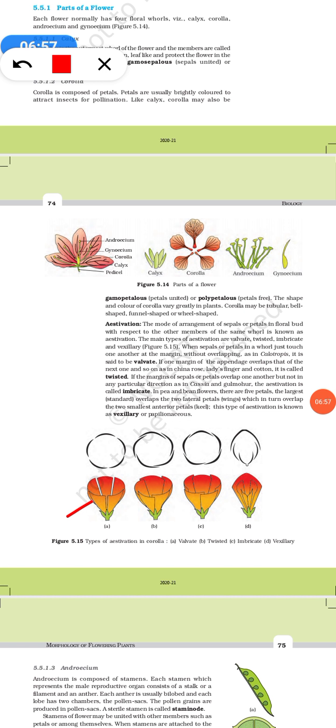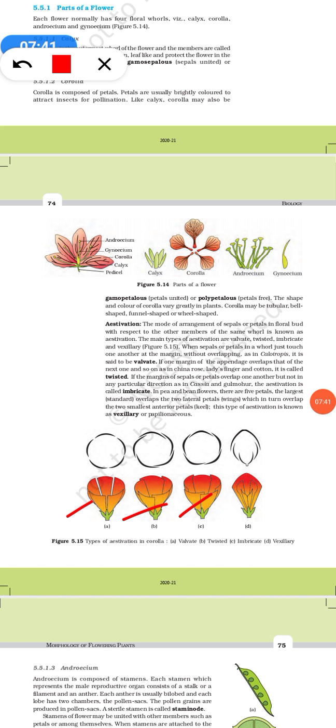Okay, if one margin overlaps the other, then we say it is twisted. Next is if the margins of the sepals or the petals overlap one another but not in a particular direction. So they just overlap but there is no particular direction. Then I will say it is imbricate. See that there is no particular direction. Some is outside, some is inside. So that is how it is happening. One part is in, one part is out. That also might happen. So there is no particular direction.